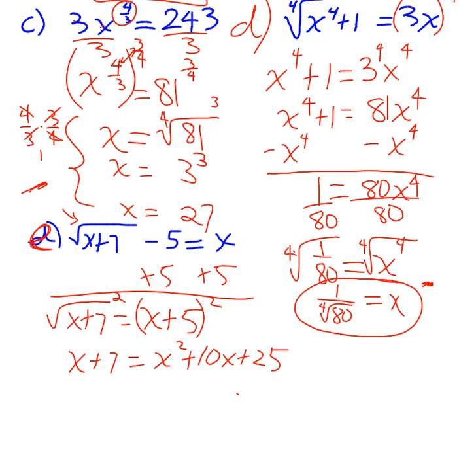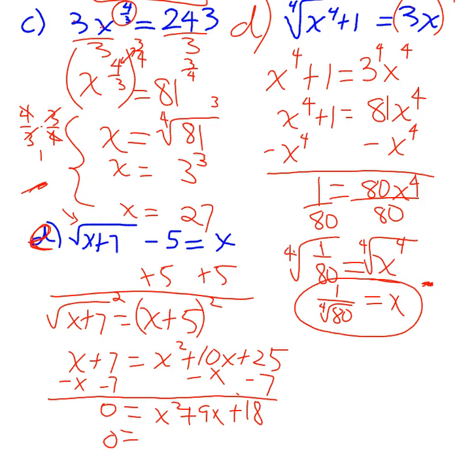Oh, wait a minute. Isn't that a quadratic? So I've got to subtract the x and subtract the 7 across. And when I do that, I get 0 equals x squared plus 9x plus 18. Now, what factors of 18 add to give me 9? You guys have good factoring skills. Wouldn't that be x plus 3 and x plus 6? Yeah, I thought so. All right, so now just solving, I get x equals negative 3 and x equals negative 6. But wait a minute, shouldn't I check to make sure that these work?